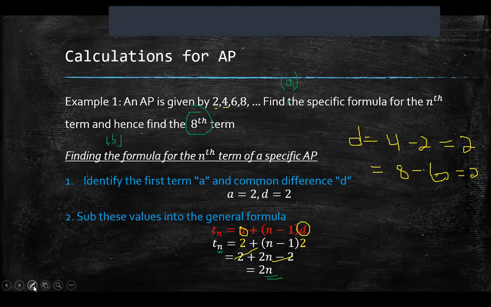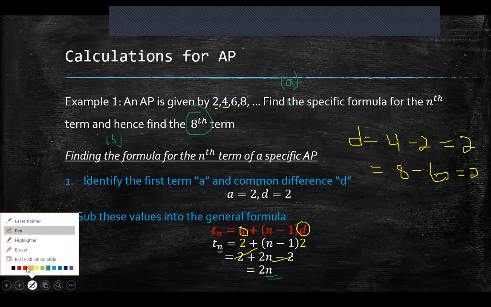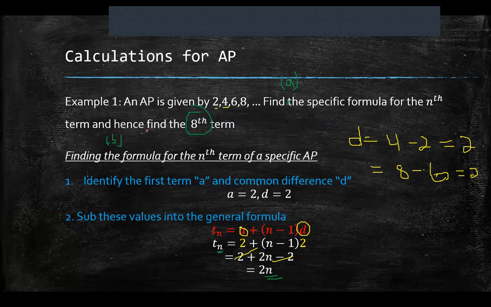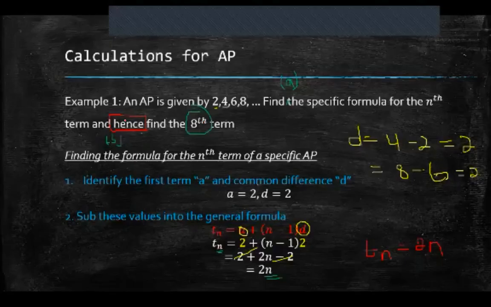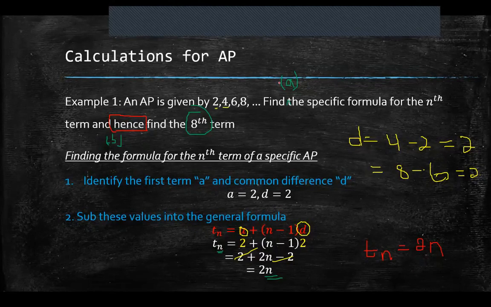I'm sure you heard before, the teachers probably told you something. When you see this word hence, they imply that you have to use your answer from the first part of the question, which is Tn is equal to 2n, so that's my nth term, to find this 8th term. That's why they use hence here, right? Because they want me to use the answer from part A to find part B. So you probably heard that already, right?